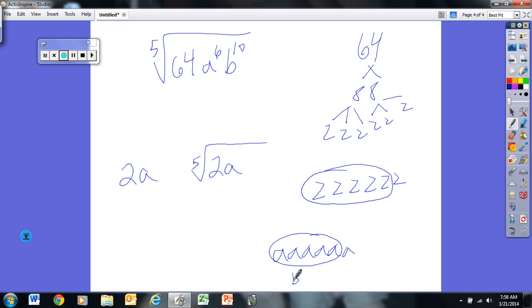B to the 10th, if I write down 10 b's, I'm going to have 2 groups of 5. So I would take out b squared. 1, 2, 3, 4, 5, 6, 7, 8, 9, 10. 2 groups. That gives me a b squared on the outside.